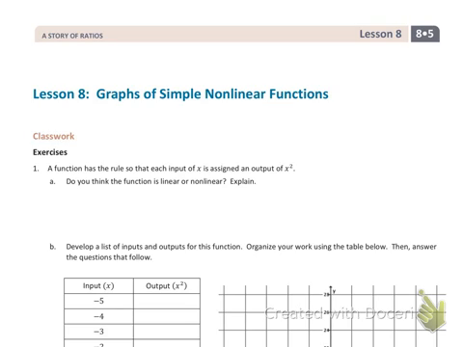Okay, so let's look at exercise 1. A function has a rule so that each input x is assigned an output of x squared. Do you think the function is linear or nonlinear? And explain. Okay, so you can think whatever you want, but you might want to pause it and think about it.